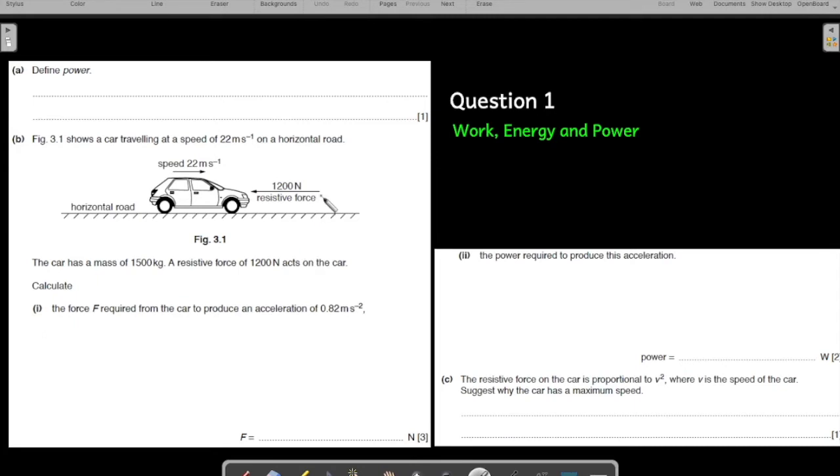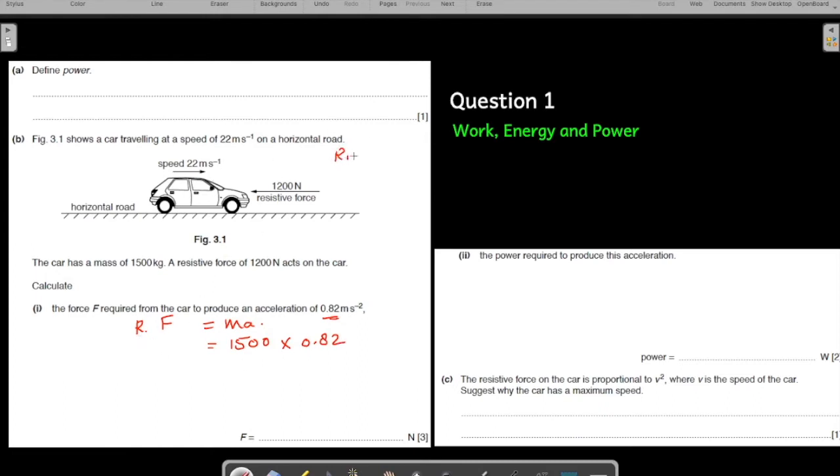So whenever you are given the acceleration, you know you can find the effective force or the resultant force. You are given the acceleration. This is something which I have been telling again and again. Whenever you have the acceleration, the formula F is equal to ma gives you the resultant force or the effective force, which becomes 1500 times 0.82.